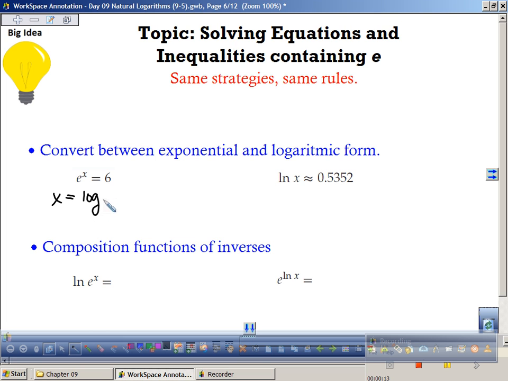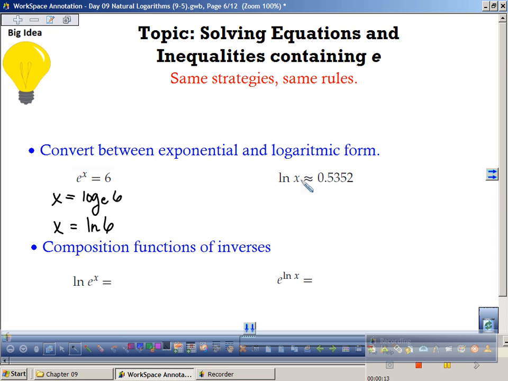Log base what? e to the 6. But we just learned a different way to write that. How else could I write this? ln, natural log 6. Make sense? You put that in a calculator and you get an answer.